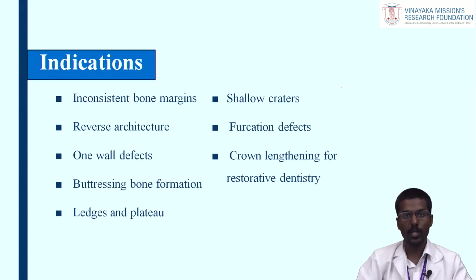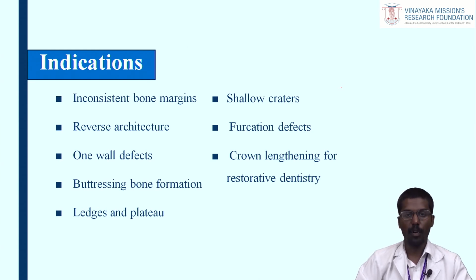Now coming on to indications, where all we can do this resective osseous surgery. First, when there are inconsistent bony margins. Next, if there is a reverse architecture, that is, if the radicular bone is more coronal to the interdental bone. One wall defect, in the sense only one wall will be present. In that case, we cannot go for additive osseous surgery. So therefore, we have to plan for a resective osseous surgery.